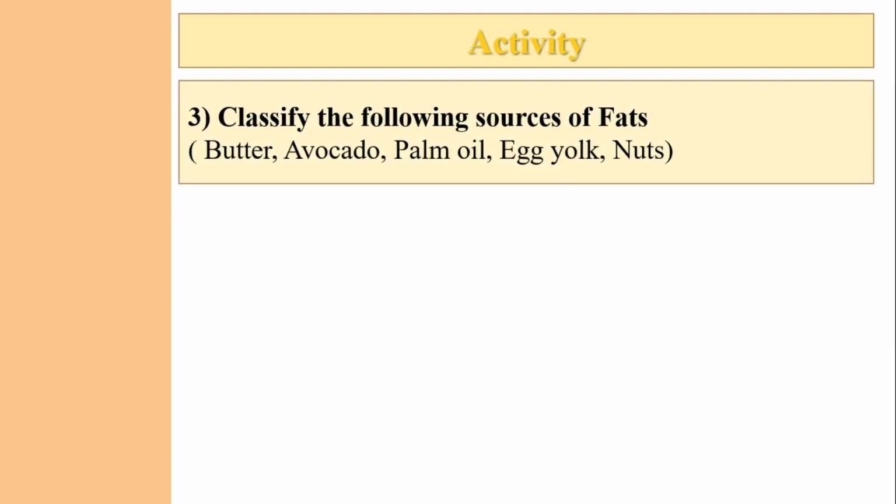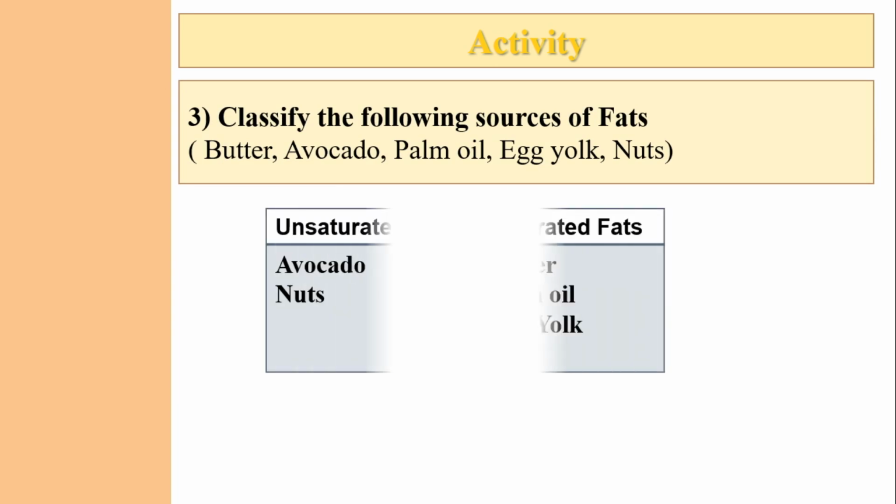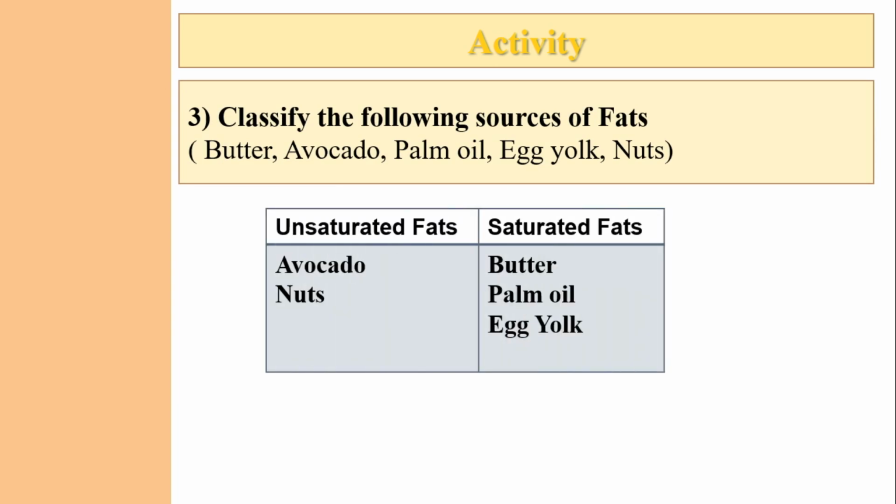Classify the following sources of fats. Examples of unsaturated fats are avocado, nuts. Examples of saturated fats are butter, palm oil, egg yolk.